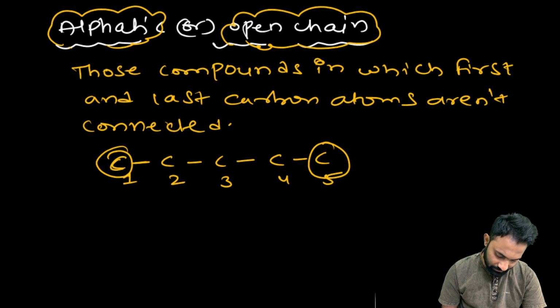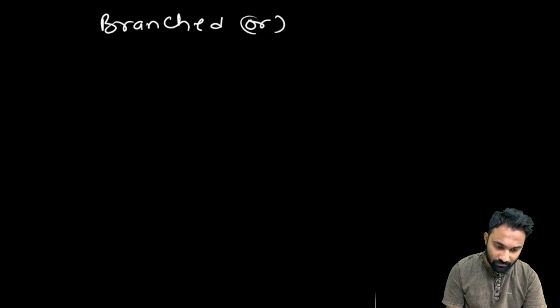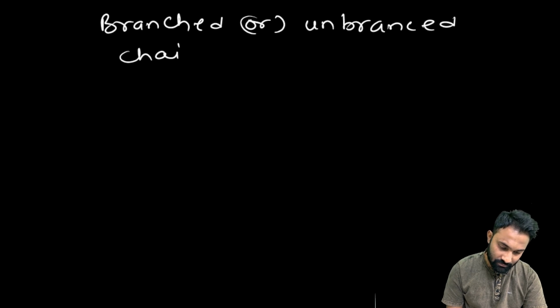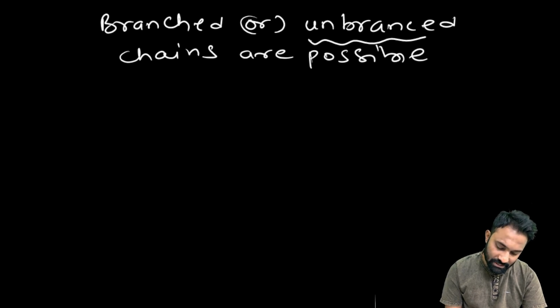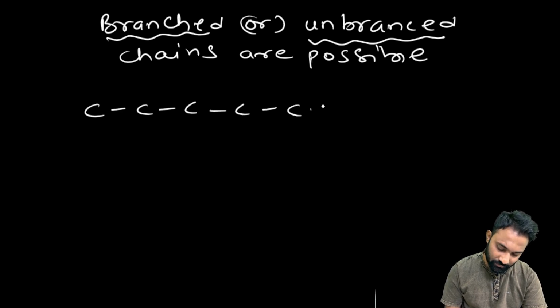Clear? Next, branched or unbranched chains are possible. Clear? Now what are unbranched and branched? Unbranched means straight chain. This is unbranched.